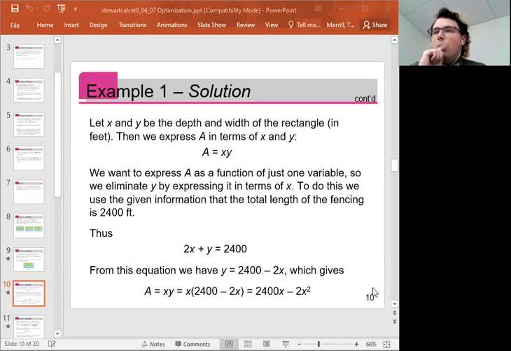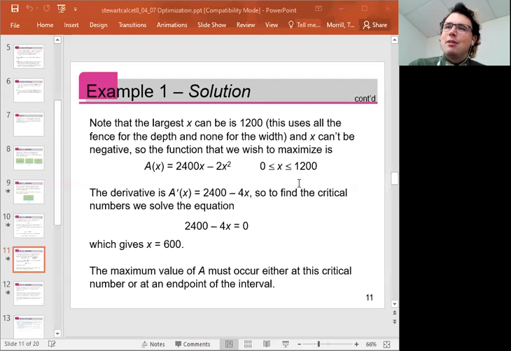And, oh, this formula, my area function, it's a polynomial. I like those. Polynomials are continuous. Polynomials are differentiable. Polynomials are very nice functions to be working with. So I want to optimize and find the most amount of area I can contain in this situation. So what am I going to do if I want to find the maximum value here?